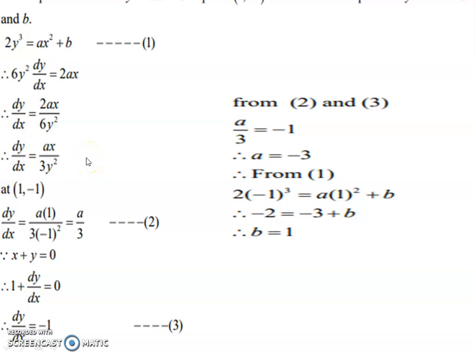We have to find a and b in the example. We have 2y cube is equal to ax square plus b. It is the equation, so we have to differentiate with respect to x on both sides. We know that derivative of y cube is 3y square. So we have the formula of derivative, which I explain here using the pen: derivative of x raised to n is n x raised to n minus 1.